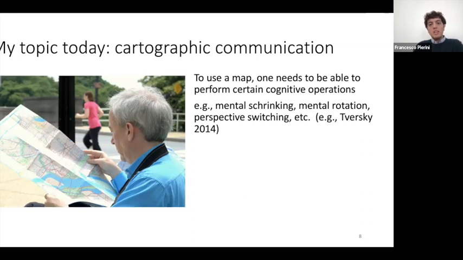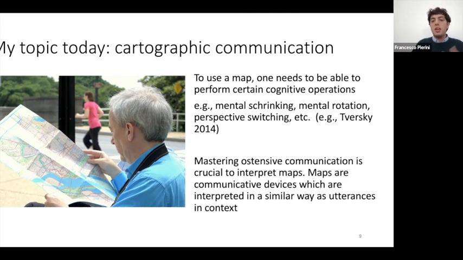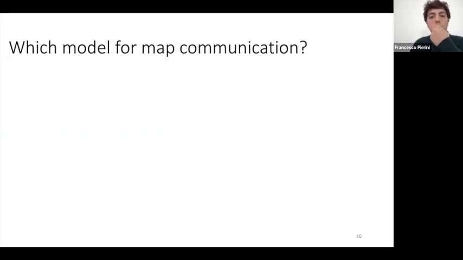It's a widespread claim in cognitive psychology that humans, in order to interpret maps, need to be able to perform some cognitive computations or operations. Among these computations, we find mental shrinking, the ability to shrink visualized space, mental rotation, and perspective switching. In this talk, I want to suggest that mastering ostensive communication is another crucial mental operation needed for map interpretation. In other words, I want to claim that maps are communicative devices which are interpreted in a similar way as utterances in context. So when we ask these questions, we need to develop a model for map communication.